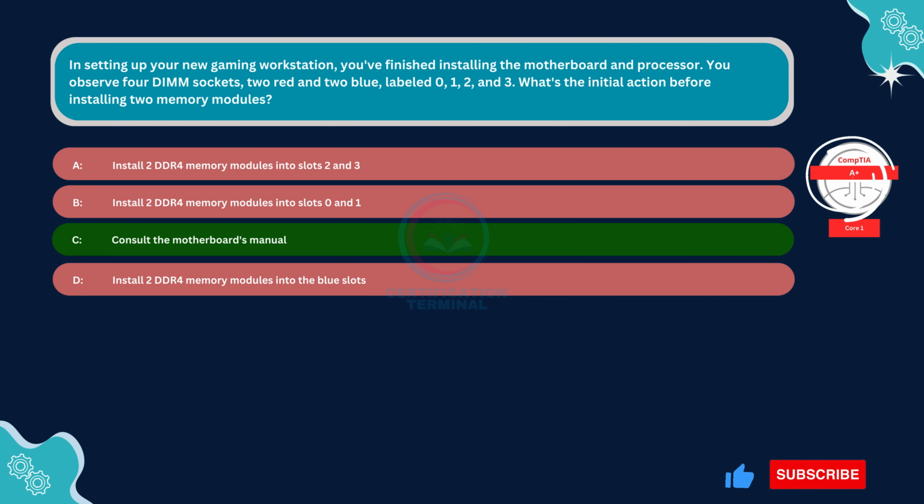Option D, install two DDR4 memory modules into the blue slots, is incorrect. This option suggests installing the memory modules into the blue slots based solely on their color. While some motherboards use color coding to indicate recommended slots for memory installation, this is not universal, and relying solely on the color of the slots may lead to incorrect installation. Again, consulting the motherboard's manual is crucial to ensure the correct installation procedure.